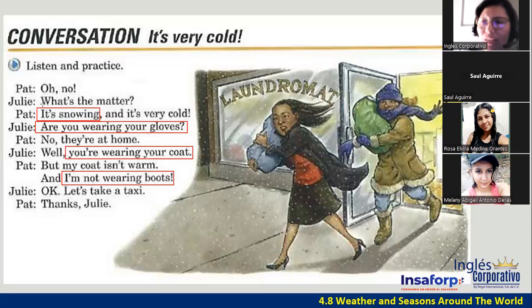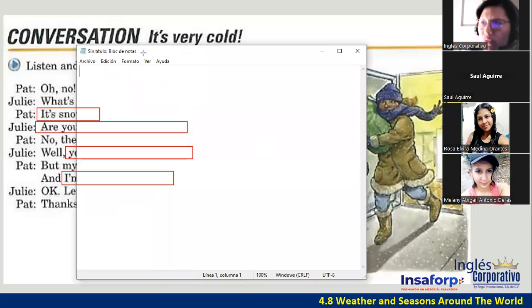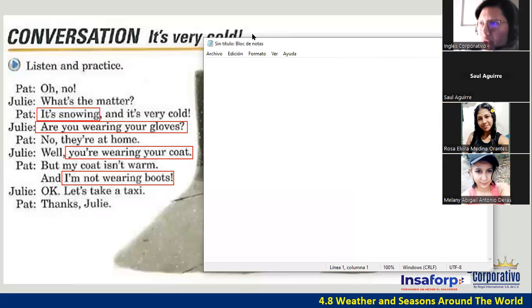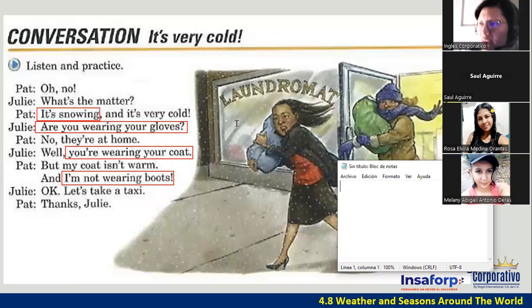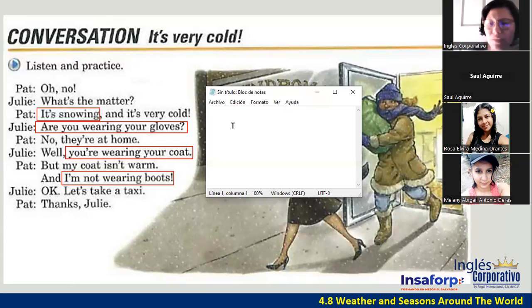Now, over here, they are presenting the affirmative, negative, and question forms, okay? Now, what we're going to do is come up here with the sentences, right? The affirmative way would be this one: It's snowing, right? It is snowing. An example of a negative sentence: I'm not wearing boots. Okay. Question: Are you wearing your gloves, right?